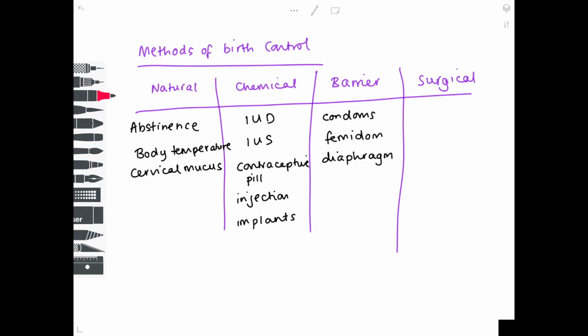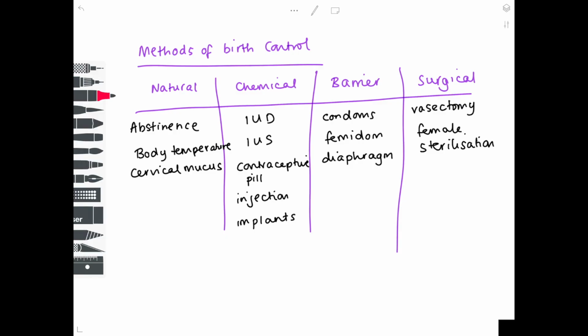And then you can go very hardcore with surgical methods. So this could include a vasectomy, which is when the sperm ducts in a man are cut and tied. So obviously there's no longer a tube allowing the sperm to pass from the testes to the urethra, and therefore they can't possibly leave the body. And female sterilisation, which works in a similar way but will involve the female's oviducts rather than the sperm duct.